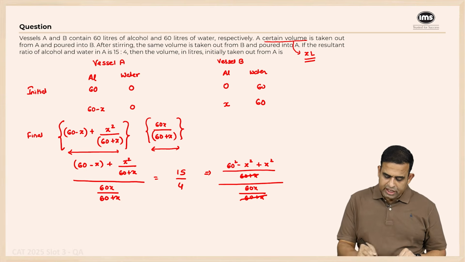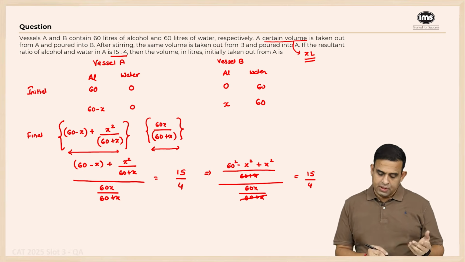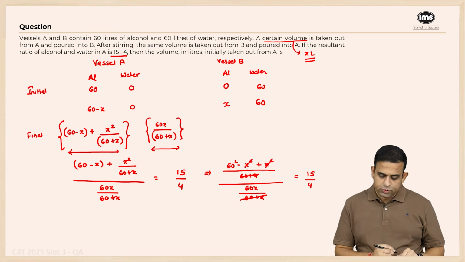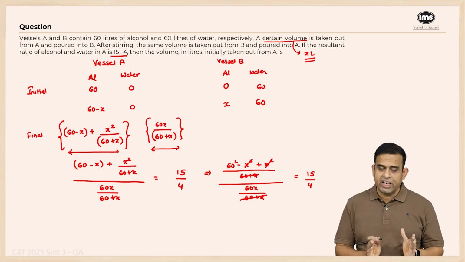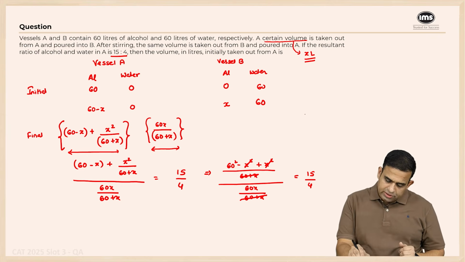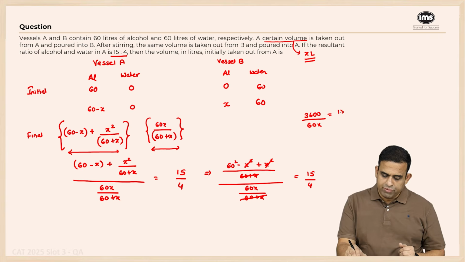Now this term gets cancelled out. This thing is equal to 15 by 4 as given to you in the question. Now minus x square plus x square get cancelled out. So this part becomes very simple now, and it becomes 3600 divided by 60x, and this must be equal to 15 by 4. Let's simplify this.